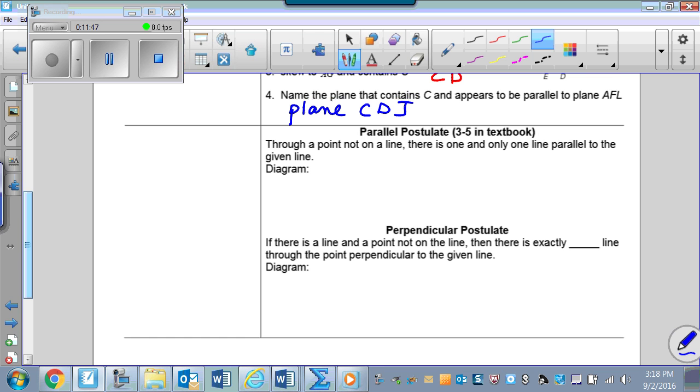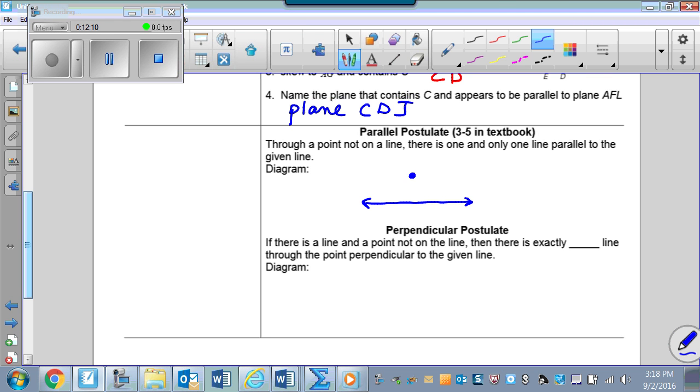All right, we're going to talk about some postulates now, and this actually comes in section 3-5 of your textbook, but I felt like this was a really good place to talk about it. So here we go. Through a point, not on a line. So let's just stop right there and let's see what we got. So here's a line.